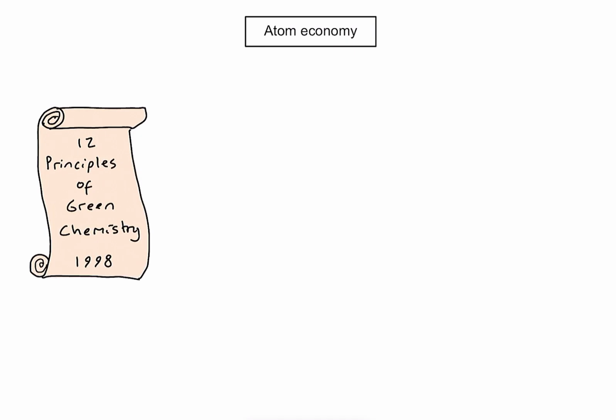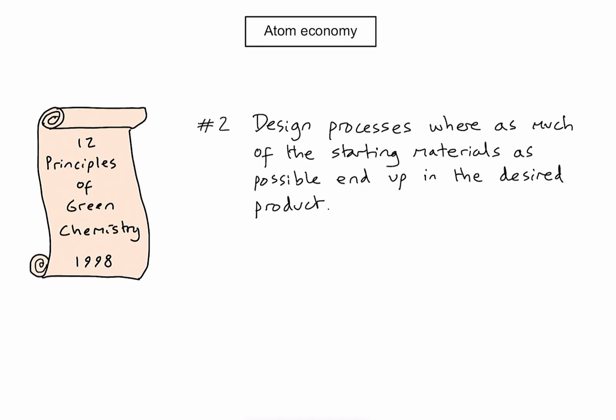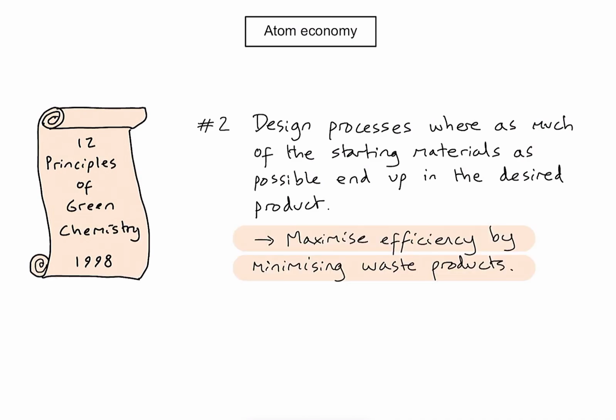And number 2 of those 12 principles states something like: design or try to design processes where as much of the starting materials as possible end up in the desired product. So effectively what that's saying is we need to try and maximize efficiency by minimizing the waste products that we produce in a chemical reaction.